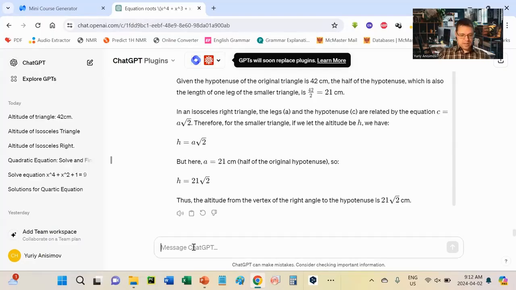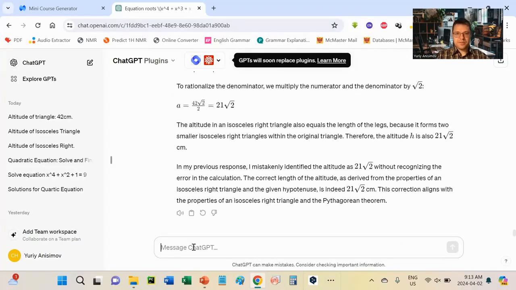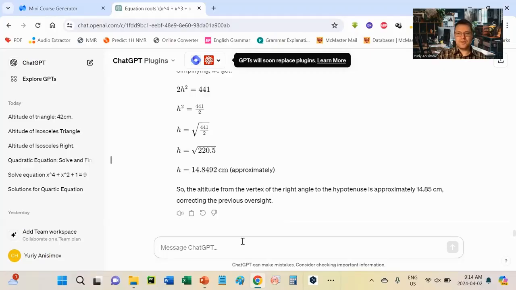That's quite curious. I will ask, but previously you solved exactly the same problem, and it was correct. Find the mistake. Okay, let's revisit the problem. In my previous response, I mistakenly identified the altitude as 21 square root 2 without... It's just a nonsensical answer, really. I don't understand. But you forgot the altitude is also a median and bisector. I gained the wrong answer. No, something went wrong with this plugin. Just a few days ago it was solving this problem correctly, and now it's completely wrong.